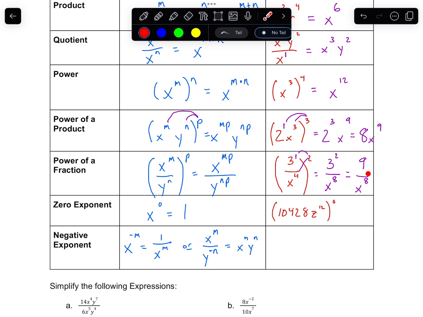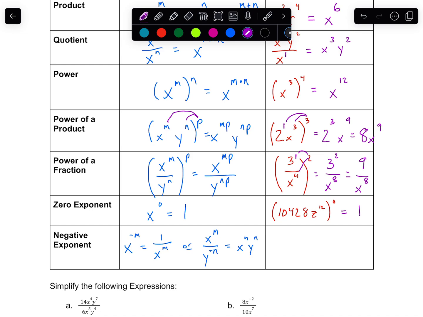And with our fraction, because we don't have like bases in the numerator and denominator, we would just leave it as is. Next rule is one of my favorites because it just states anything to the 0 power is going to be 1. Okay, anything to the 0 power equals 1. So if I have 10,428 times z squared all to the 0 power, that's just going to come out to be 1.